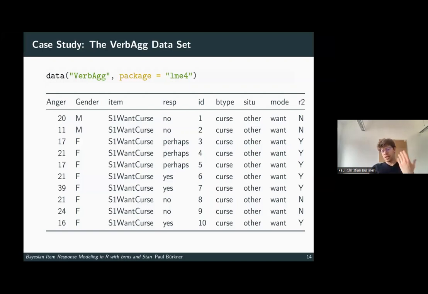So the response has these 3 outcomes, and the R2 column at the very end is just no or yes, where anything other than no would be coded as yes. And then we could be looking at, for example, how gender relates to this verbally aggressive behavior or wish to do that, or how the general trait anger, listed here in the anger column, relates to these features. So there are lots of things in terms of item and person covariates going on that we could look at.